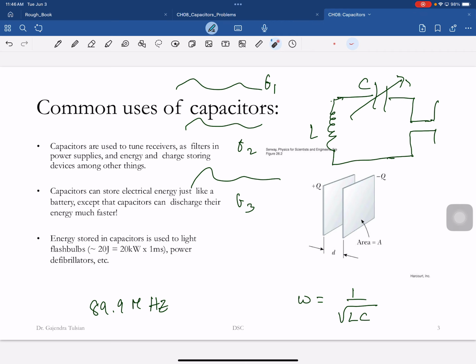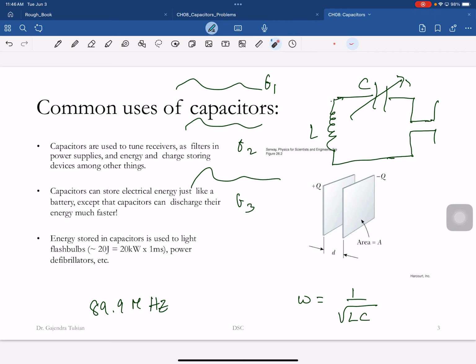And where do you have them? Every wireless device has it. So there are trillions and trillions of these circuits in the world. At the heart of every wireless device is this circuit. And so that's what that is. Capacitors are also used as filters and power supplies and energy and charge storing devices, and we'll look at an application for this later.